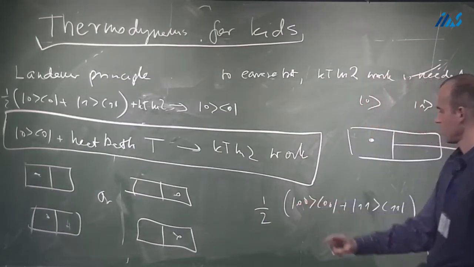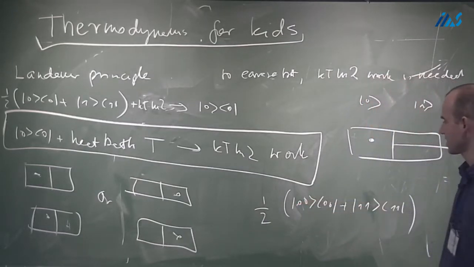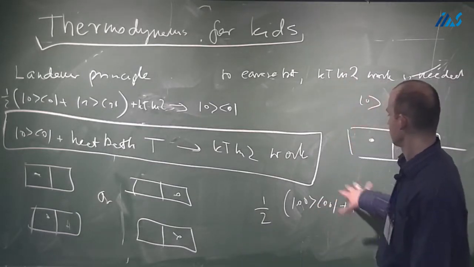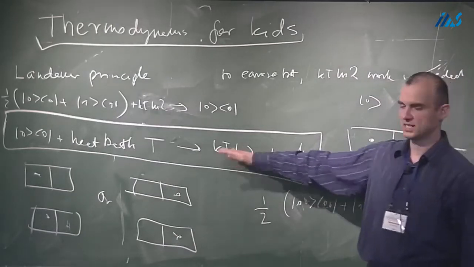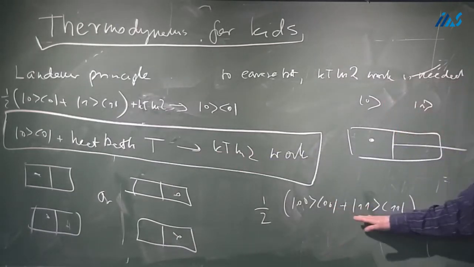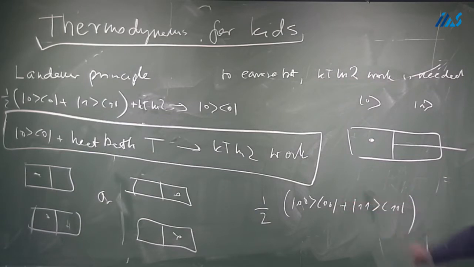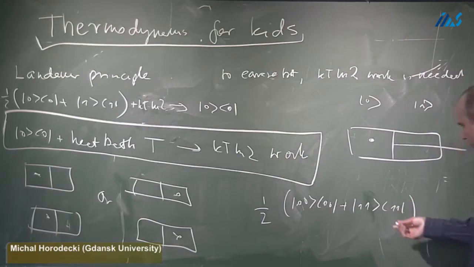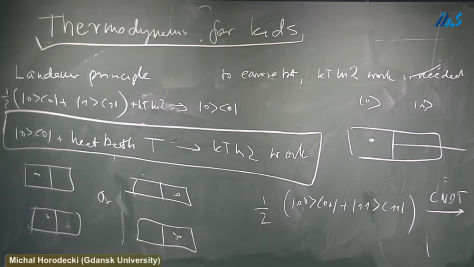Yes, either both left or both right. And then you can say, well, so I do not have this. So what can I do in order to apply this principle again? I can simply make some reversible transformation here, so it will not cost energy. You can just apply a controlled-NOT, which will bring you to such a state.